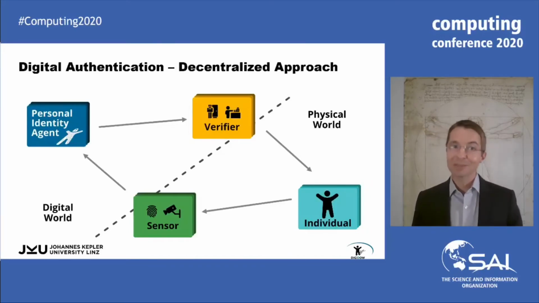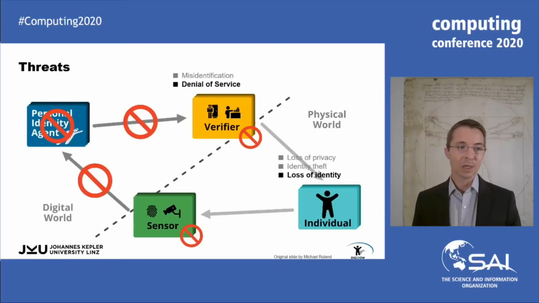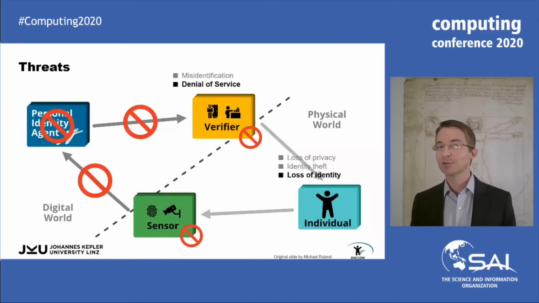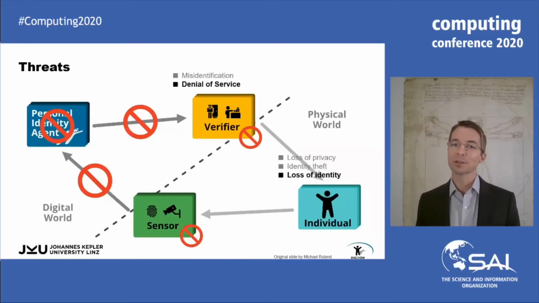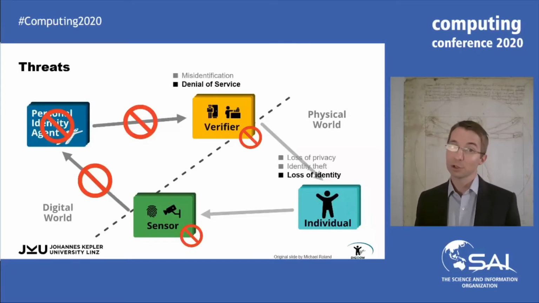I'd like to spend the last few minutes of my talk on a first analysis of the threat model for such a decentralized approach to digital authentication. The first threat class to discuss is denial of service. In many academic papers on securing communication, denial of service is explicitly out of scope because there are so many ways to cause it. This complexity, unfortunately, also holds for digital authentication scenarios.